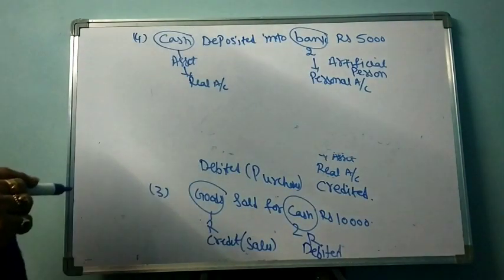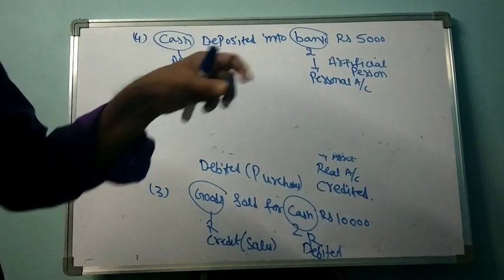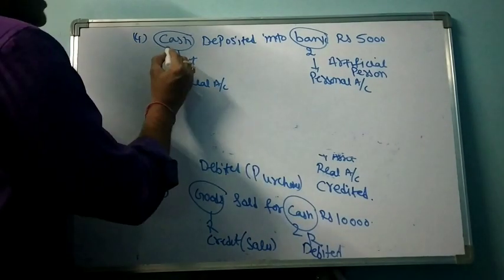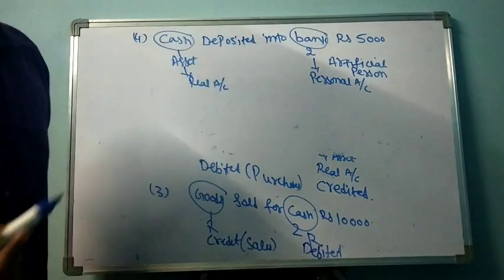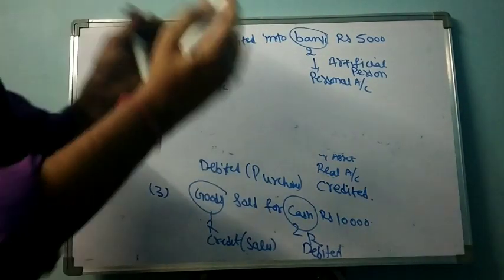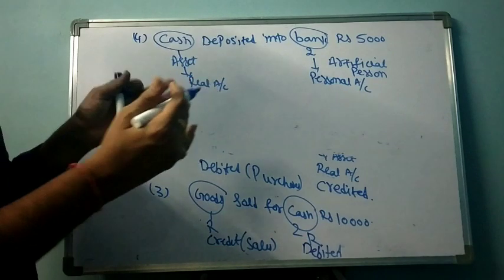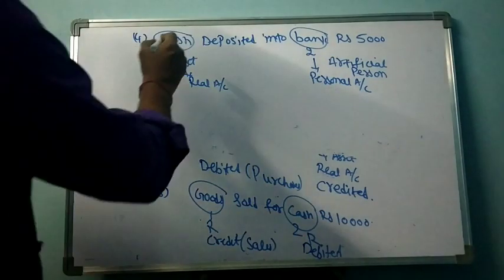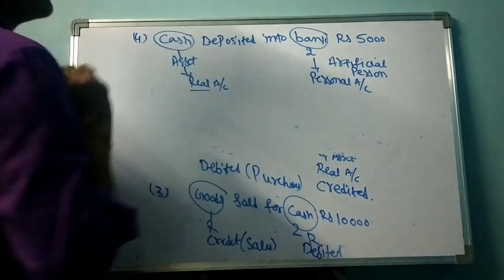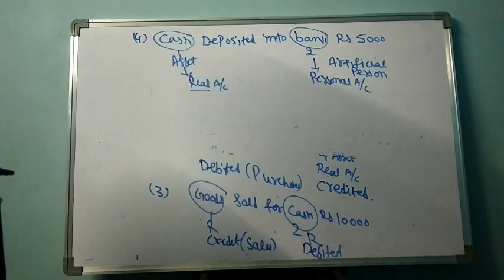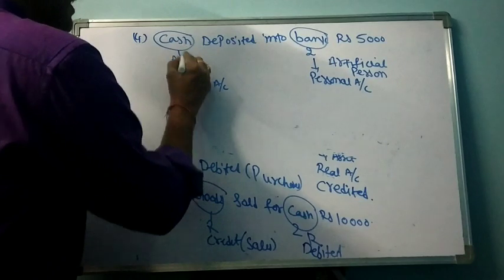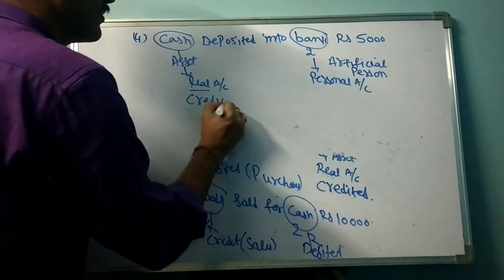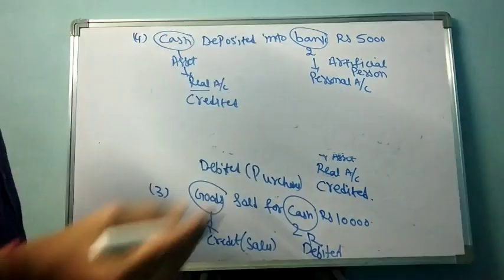Step number 3 is what? We identified the nature of account. Step number 3 is applying the rules of accounts. Now when you're depositing cash into bank, cash is going out of the business. Cash is going from business to our bank only. So cash is going out. Real account rules: debit what comes in, credit what goes out. So cash should be credited because it is going out of the business.